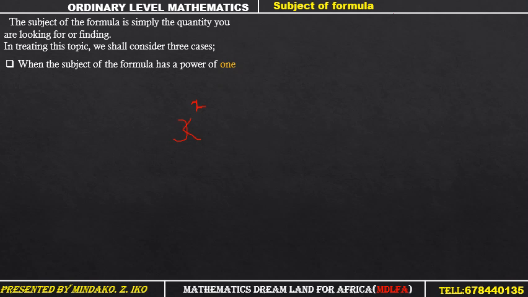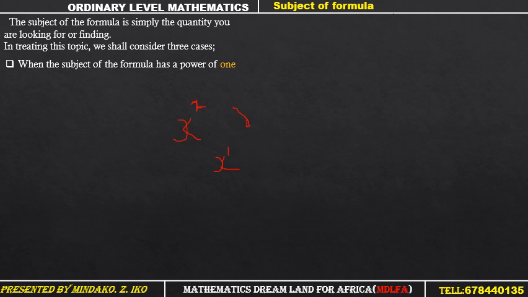So this is applied only to cases where what you are making the subject of the formula has a power of 1. Writing x to the power 1 is actually correct, but there's no need of including it, since writing just x simply means the x is already raised to a power of 1.